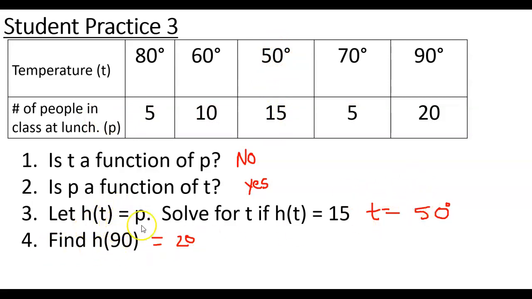Same function, h of t equals p. In this case, h of 90 is equal to what p value? So in this case, the 90, the one in parentheses, that's a t value. So I'm looking for where t equals 90. The p value that goes with that is 20.